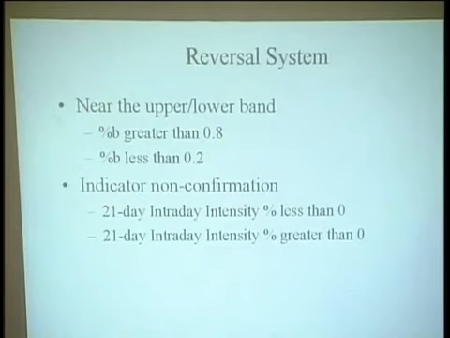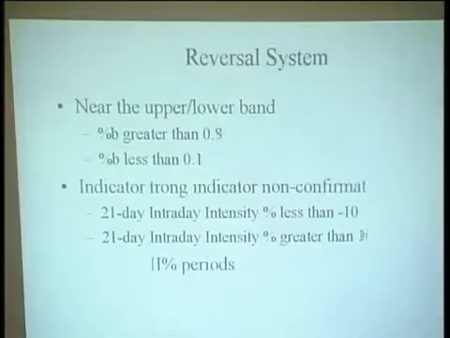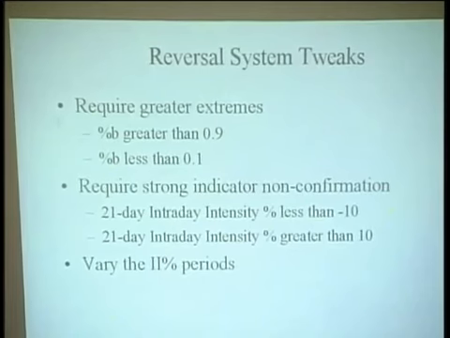So when we're near the upper band, we want 21-day intraday intensity percent to be less than 0. And when we're near the lower band, we want 21-day intraday intensity percent to be greater than 0. So we want to be down at the lower band and up with the indicator. We want to be in the polar opposite position. And these trades are best when the divergence is big. Not just the indicator positive, but the indicator very positive. And that's reflected here in some suggested tweaks for the system.